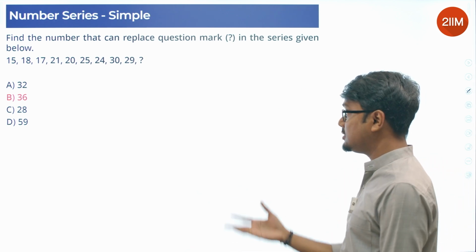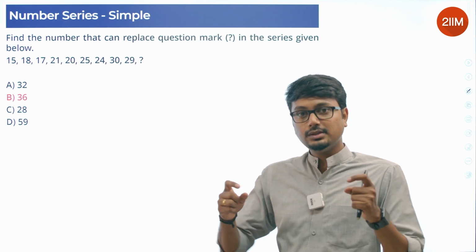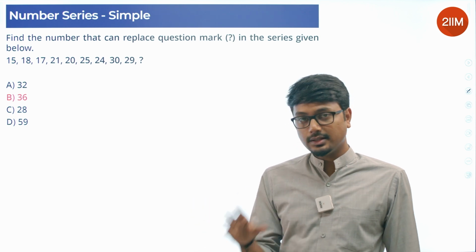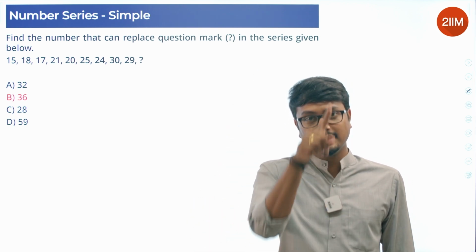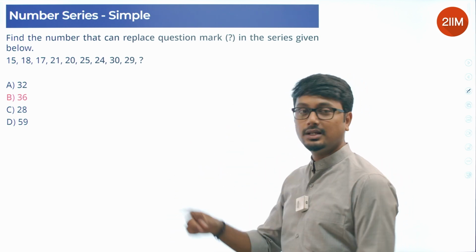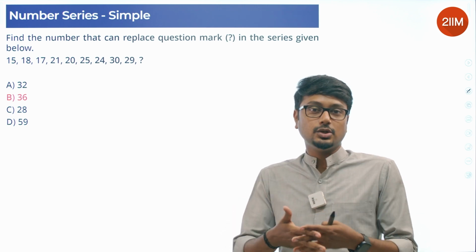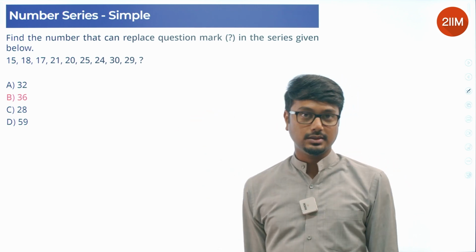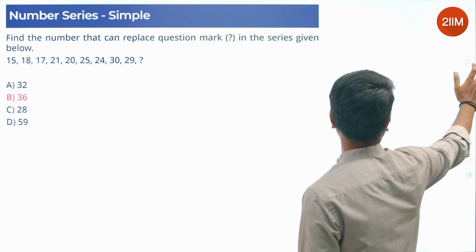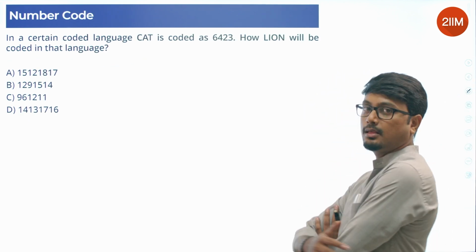So how did I find out the series? Very simple. Looking at the numbers, they are all clumsy. It is increasing, decreasing, increasing, decreasing. So in that case, it should be a mix of two series or three series. Based on that, you confirm the answer. Alright. Next question. Number code.